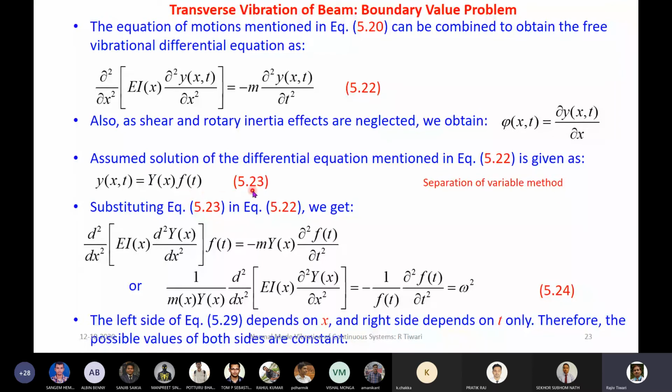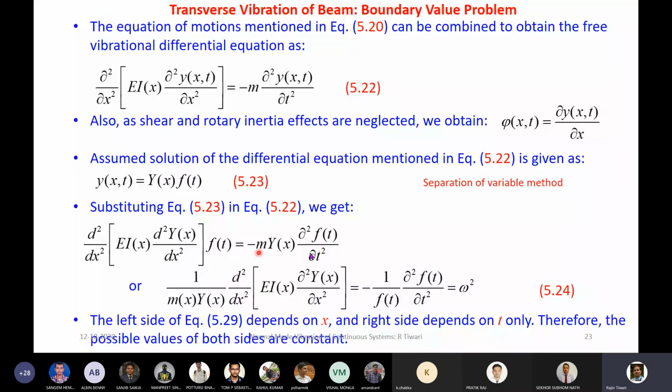If we substitute this here, because in the first term there is a differentiation with respect to x, only capital Y will get differentiated. F(t) will come out from this because it is a time function. In the second term, because this is a derivative with respect to time, capital Y will be as it is, but F(t) will get differentiated with respect to time.